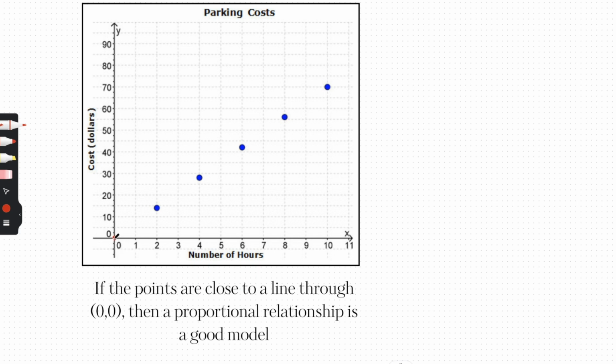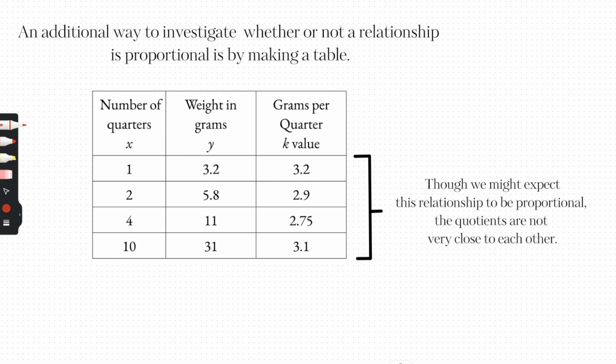So if the points make a nice straight line, and they go through 0, 0, we can say that this data represents a proportional relationship. But there's another way to do this as well. An additional way to investigate whether or not a relationship is proportional is by making a table.